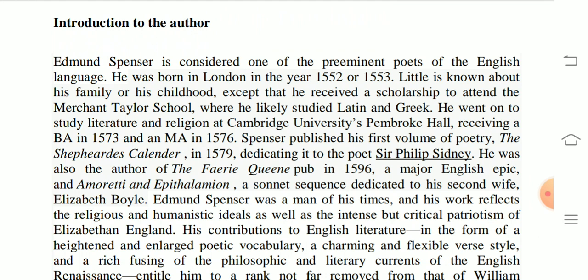Little is known about his family or his childhood, except that he received a scholarship to attend the Merchant Taylor's School, where he likely studied Latin and Greek. He went on to study literature and religion at Cambridge University, Pembroke Hall, receiving a BA in 1573 and an MA in 1576.